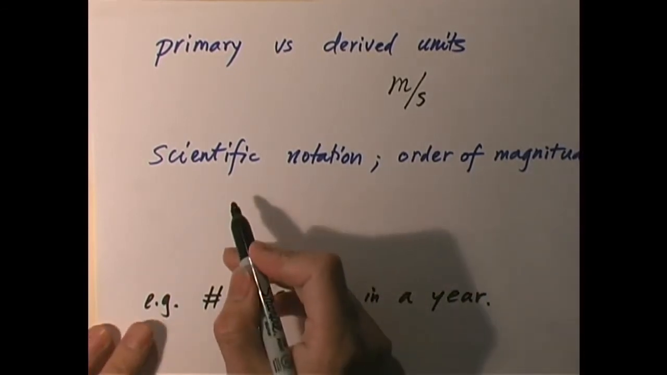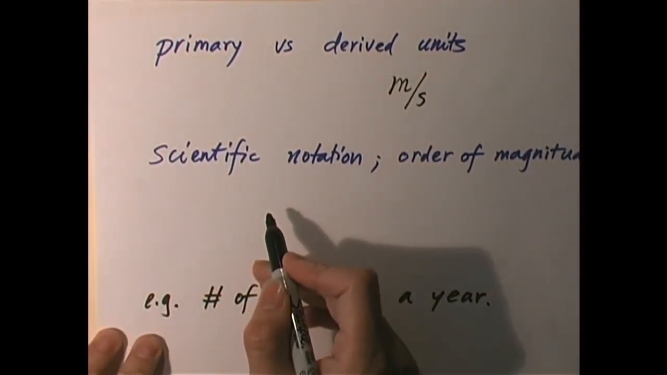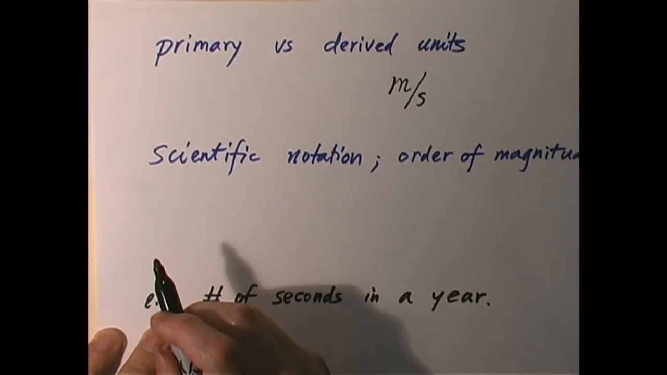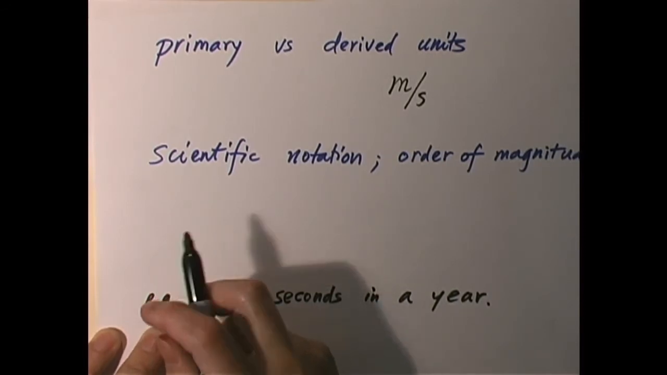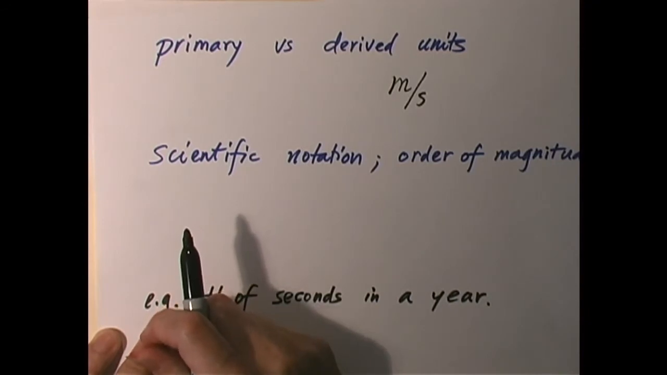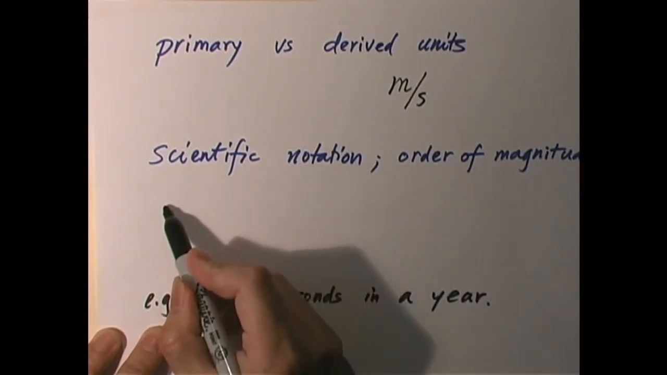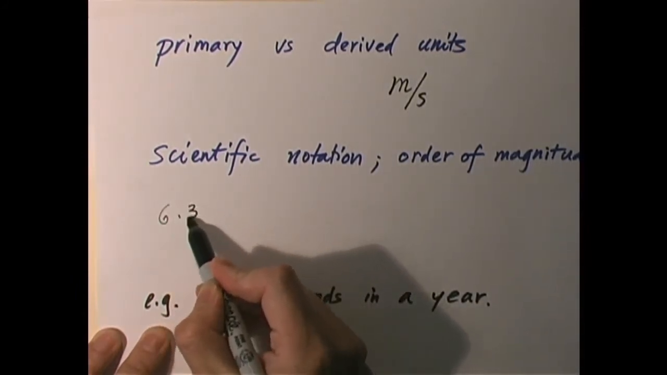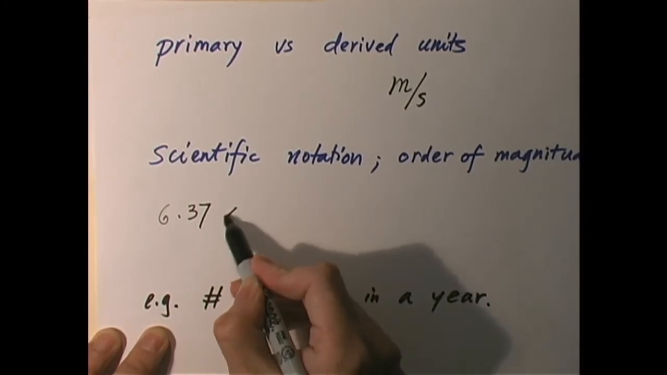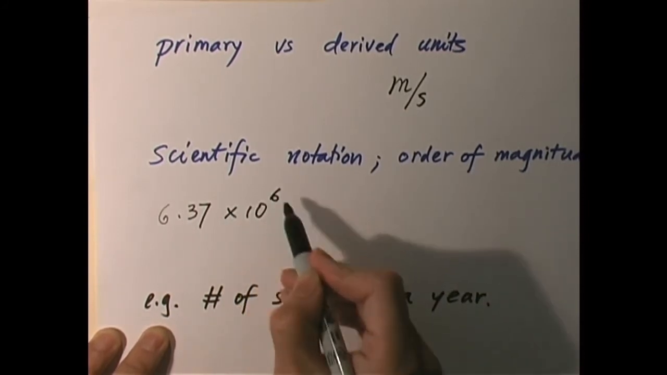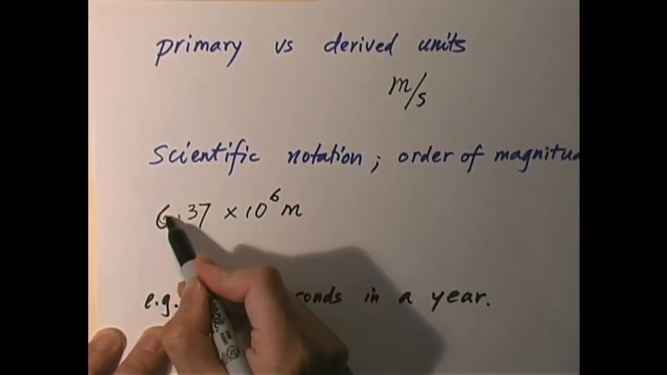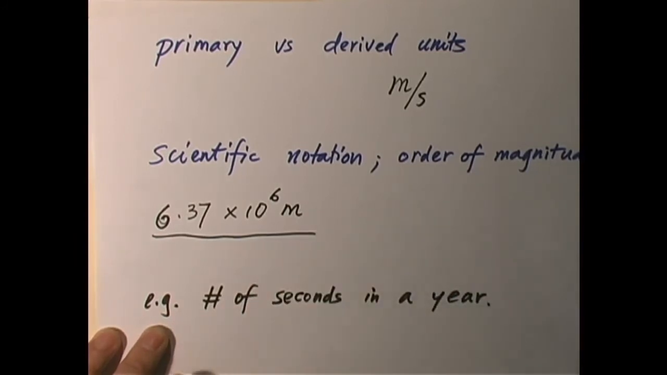An example: the radius of the Earth is about 4,000 miles. Okay. Now, to be more precise, if you want to write it in meters, it's about 6.37 times 10 to the 6 meters. That is an example of scientific notation.